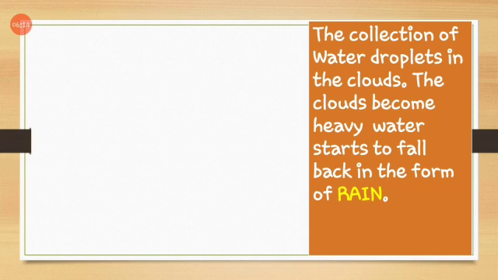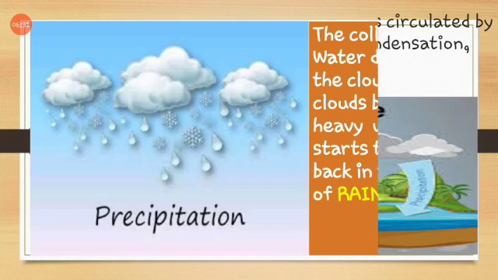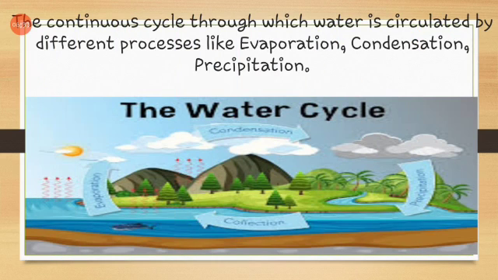So we see evaporation, condensation and precipitation. That was the tireless journey which water continues to make endlessly. This is called the water cycle. The continuous cycle through which water is circulated by different processes like evaporation, condensation and precipitation is known as the water cycle.